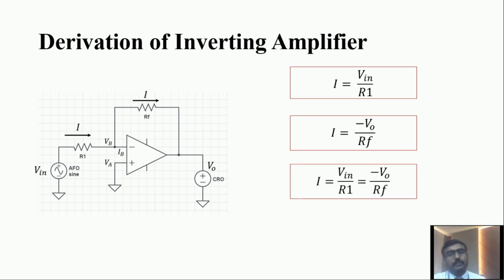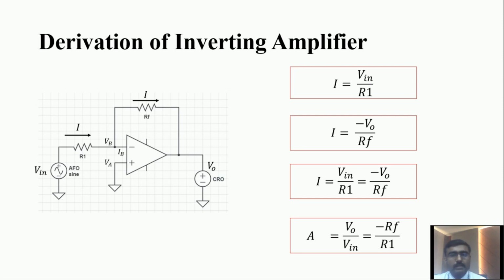After comparing these two equations, we are going to find what is V out divided by V in. That means this is the gain of the amplifier. The gain of the amplifier is V out divided by V in. We are just going to cross multiply this equation. The gain of the inverting amplifier is minus RF divided by R1. This is the gain of the inverting amplifier.